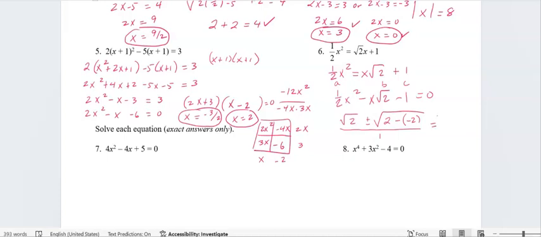All right, so that's going to be the square root of 2 plus minus, this is going to be the square root of 4, which is 2, and we don't really need the denominator 1. So that should be your answer then for number 6, solving that quadratic equation.